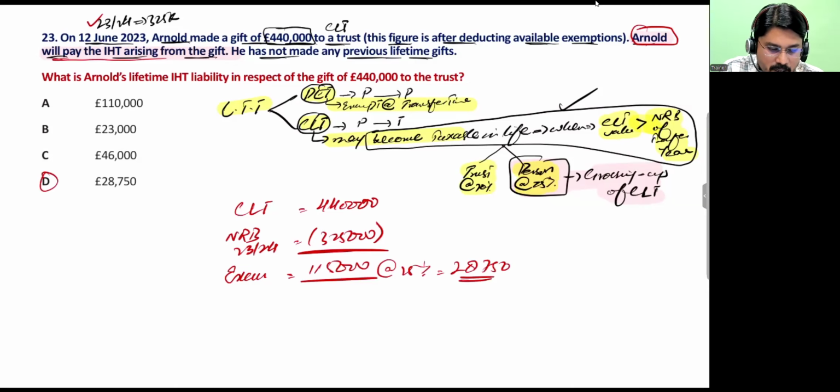The examiner has asked us what is Arnold's lifetime IHT in respect of the gift made to the trust. So this is the lifetime IHT of 28,750, which a person has to pay when this asset is transferred to the trust.